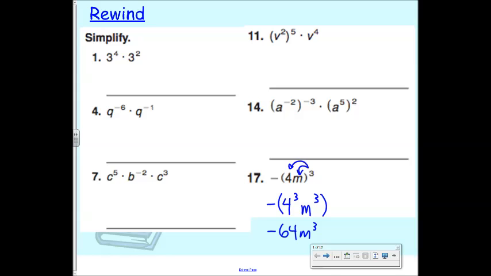Okay, keep in mind, an exponent distributed does not mean 4 times 3. It would be 4 times 3 if you had like a whole number constant 3 to the outside of the parentheses. Since it's an exponent, that distributes.